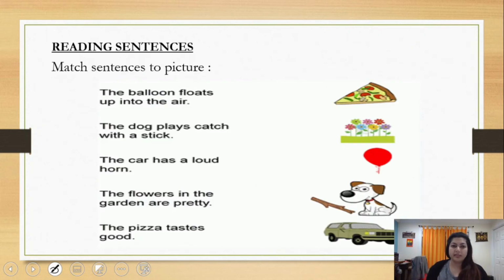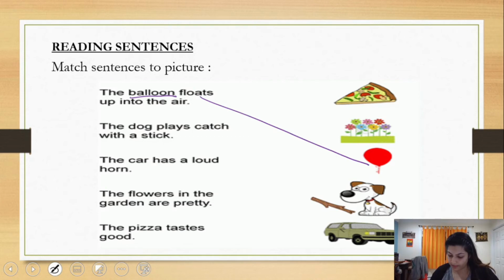Next, reading sentences. Match sentences to the picture. We'll follow the elimination process here. So the balloon floats up into the air. So balloon. This is another thing, like it's very obvious because the pictures are given, but I want you to tell them to underline why, like which is the keyword that gave you the hint, because that's how they will be asked to think later on. So balloon floats in the air.